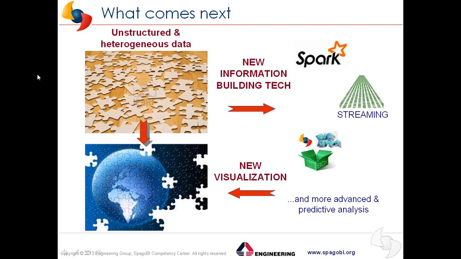Then we want to work on the connection to real-time and streaming processors like Storm or Spark Streaming. Another goal is to build a SpagoBI for big data release. So an all-in-one built on top of Hadoop with different NoSQL databases and specific documents. So in this way, it will be very easy for you to test our ability to handle big data. Finally, we will for sure continue to work on our engines in order to add more advanced and predictive analysis.